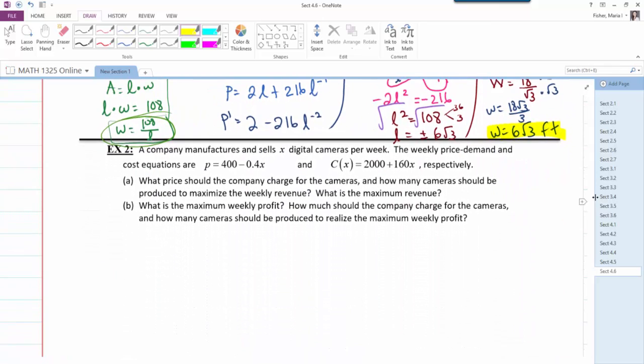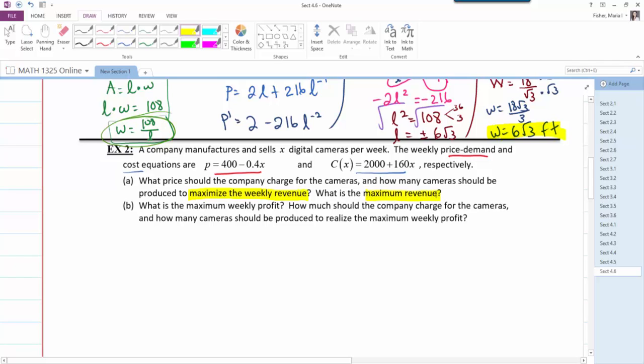Example 2 says a company manufactures and sells x digital cameras per week. The weekly price demand and cost equations are p equals 400 minus 0.4x. This is my price demand equation. And C of x is equal to 200 plus 160x, and that's my cost equation. Part A, what price should the company charge for the cameras, and how many cameras should be produced to maximize the revenue? And then what is the maximum revenue?